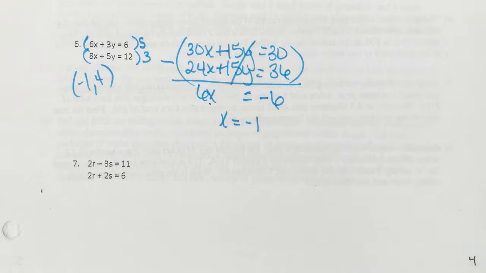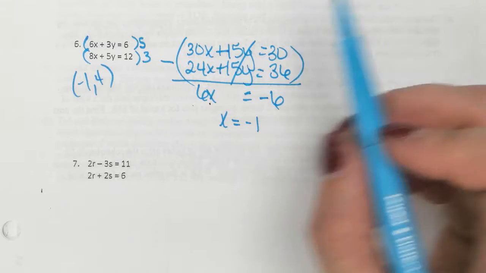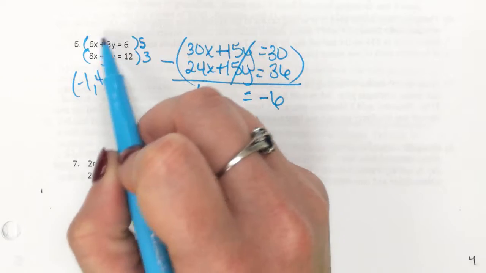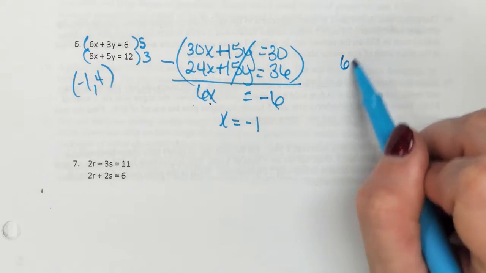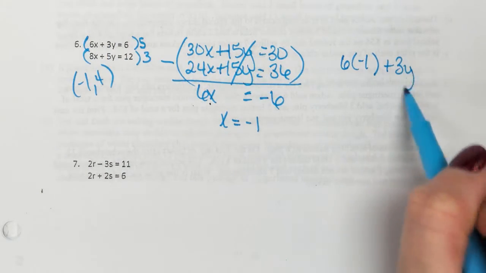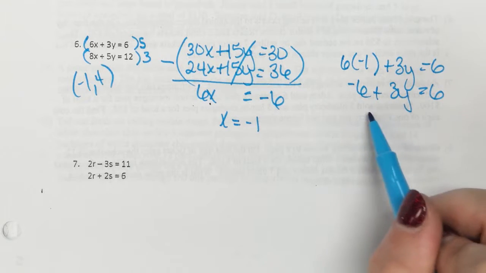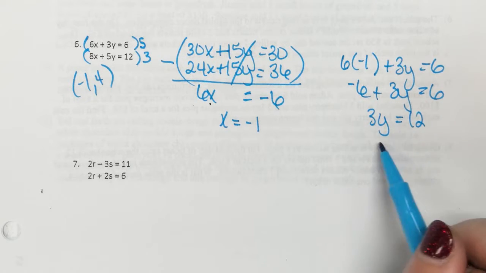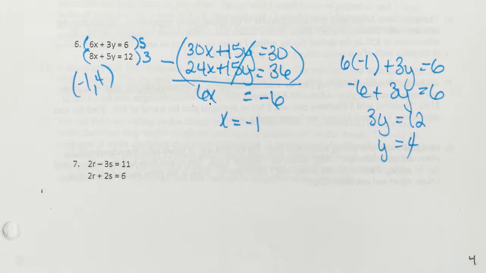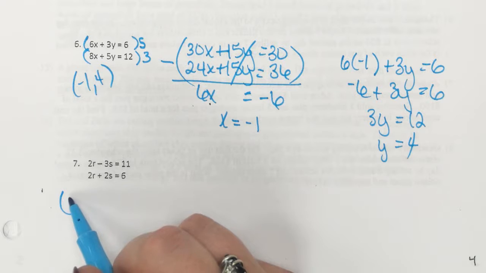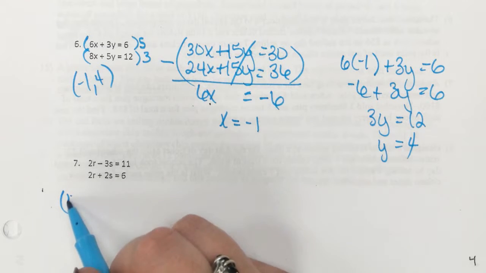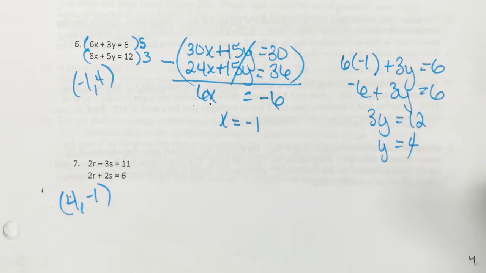Anybody need me to keep going? Yes? Okay. Let's see. I'm probably going to plug in the top one. So 6 times -1 plus 3y equals 6. Y'all okay? Can you come see me after all this? Yes, I'll come see you. It's probably a sign or something.